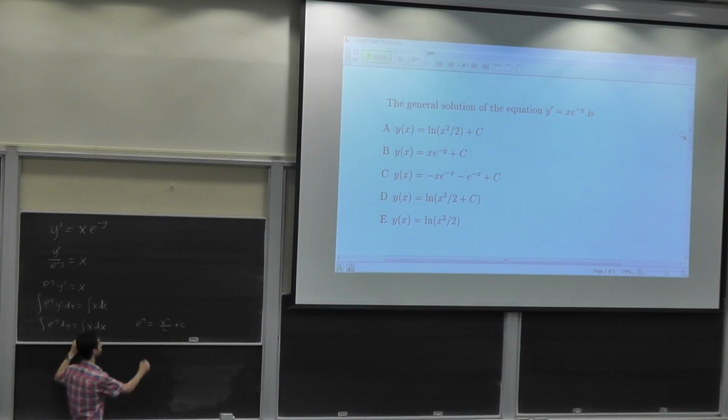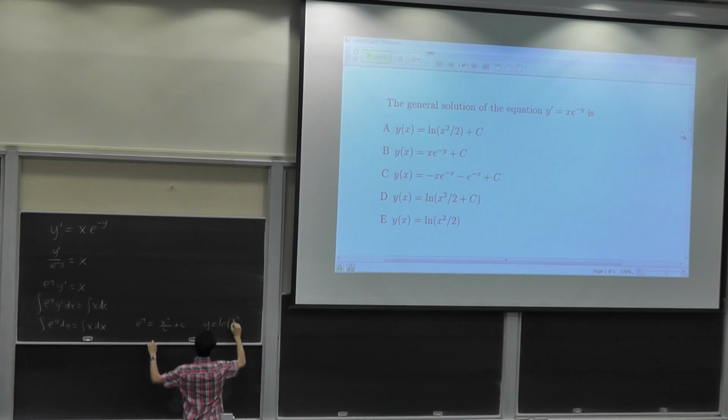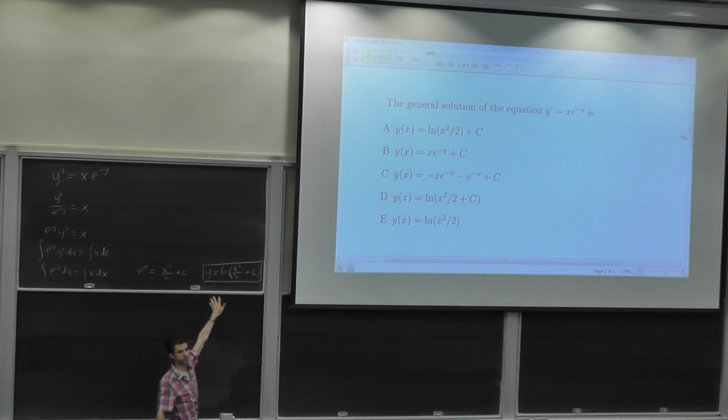Take logarithms on both sides. So y is the logarithm of x squared over 2 plus a constant. So that's the whole question.